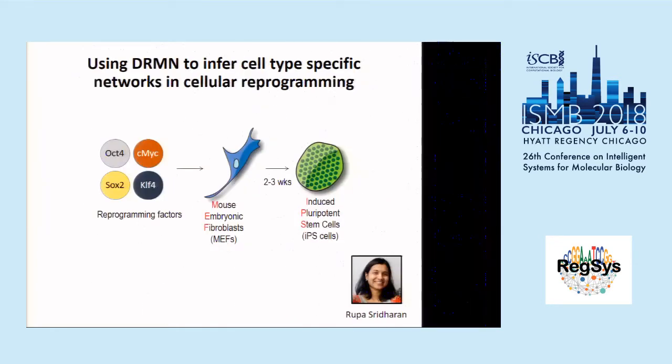I'm now going to talk about an application of DRMN that we're working on with our collaborator, Rupa Sridharan. Her lab is interested in reprogramming differentiated cells into pluripotent cells. This can be done by inducing just a few transcription factors. So we know that these transcription factors are part of larger regulatory networks, and our question is, what are these networks in the different cell types and how are they changing?